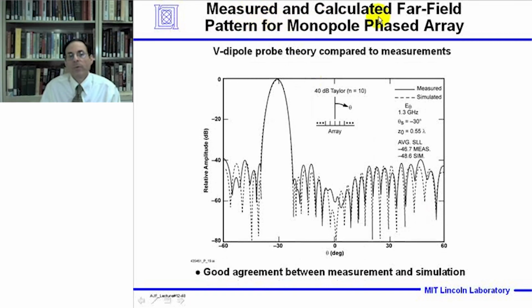And finally, we show the measured and calculated far field pattern for the monopole phased array. This is the V-Dipole probe theory compared to the measurements. We're plotting the data from -60 to +60 degrees for theta. We see the main beam formed at -30 degrees. We see the low side lobe radiation pattern. The side lobes are below about 40 dB. On average, the measured side lobes are -46.7 dB, and the average side lobes in the simulation are -48.6 dB. So they're in very good agreement.